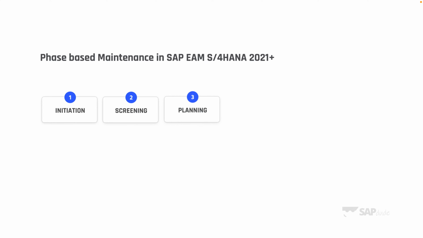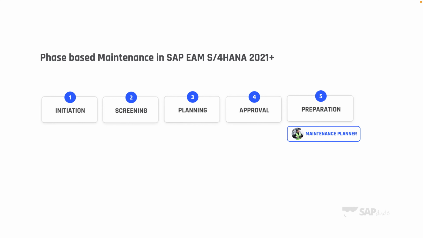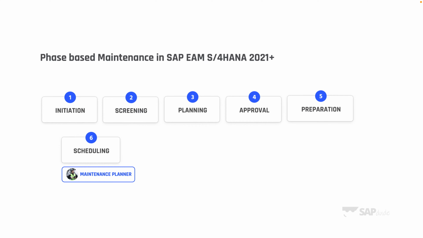Then we have planning. Here a maintenance planner kicks in and plans all the work. Such work can be approved manually or automatically. This is another phase. Approval can be given by a maintenance manager or other authorized person. And then we have preparation phase. Here we gather all the necessary spare parts, external services, and so on. Once we have it all, we schedule the work and go to execution phase.